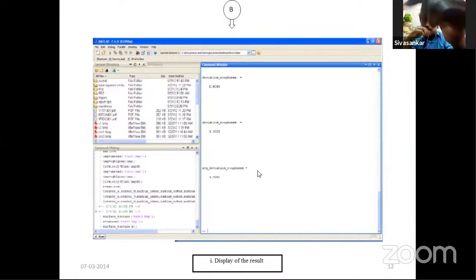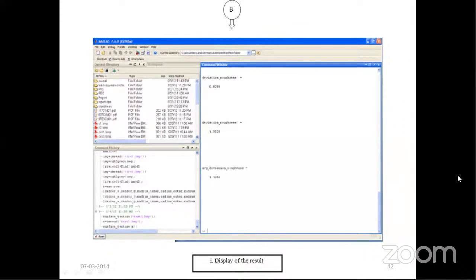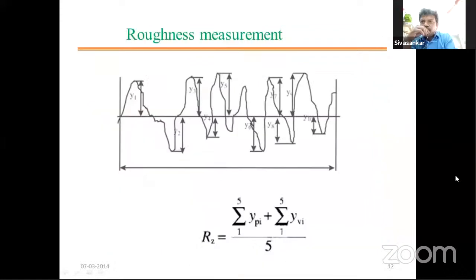Okay, this is the correlation. Roughness measurement by means of the peaks and valleys method, we have calculated the roughness value.